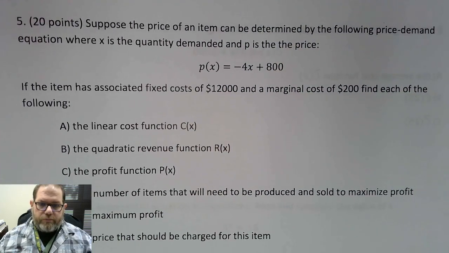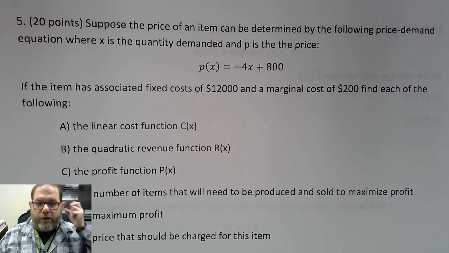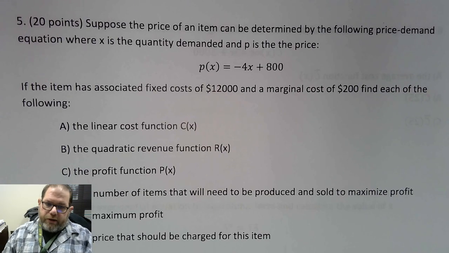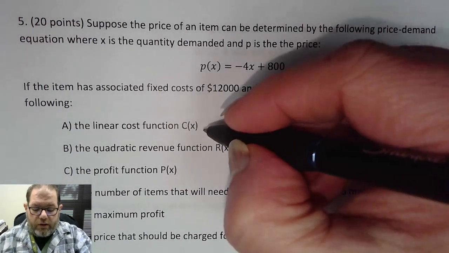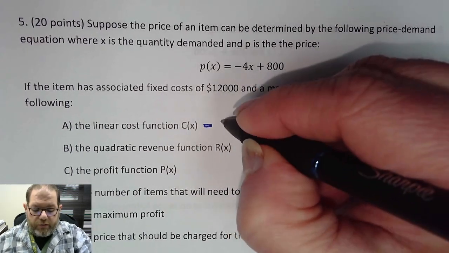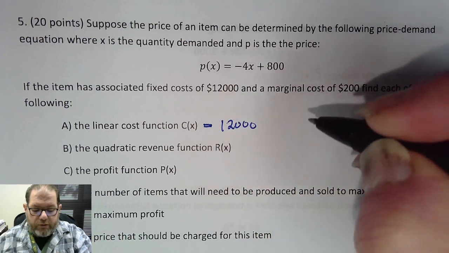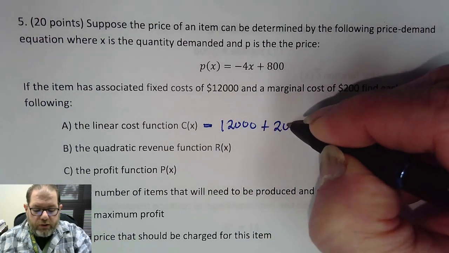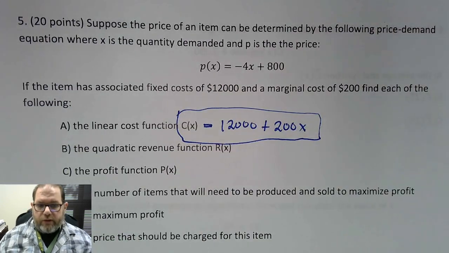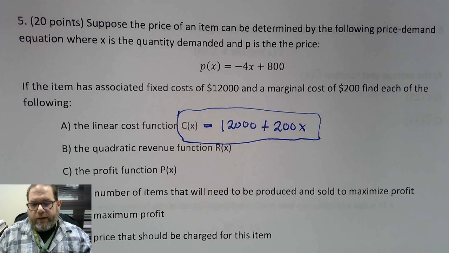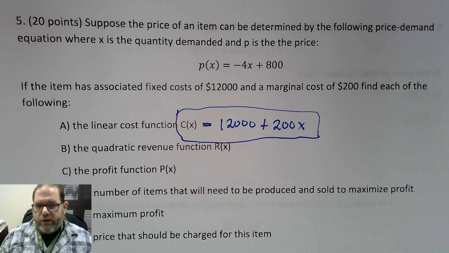Now, number 20, suppose that the price of an item can be determined. We have a price function, P of X. We also have a fixed cost and marginal cost provided. So let's take our fixed cost and marginal cost first. Well, our fixed cost is $12,000 and our marginal cost is $200. So C of x is 12,000 plus 200 times x. We just put the two numbers together just like that.